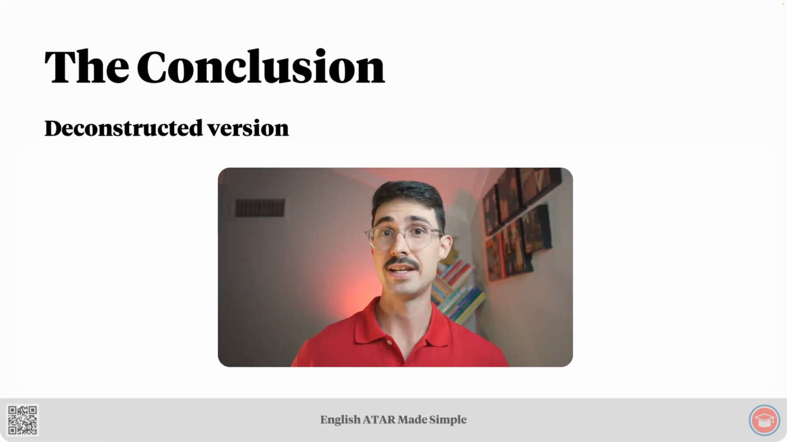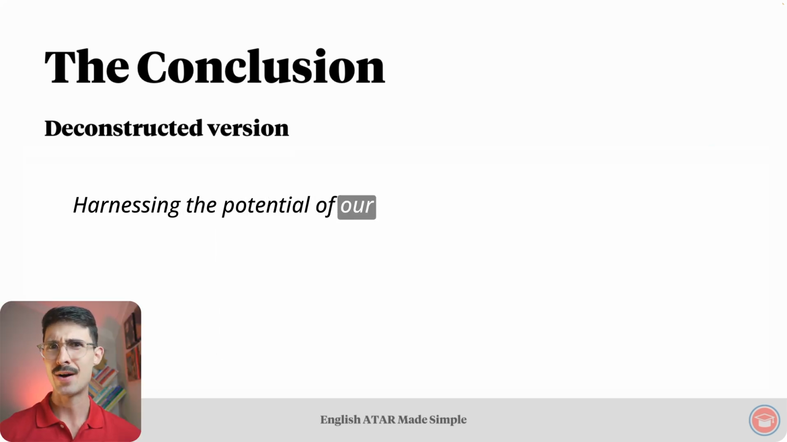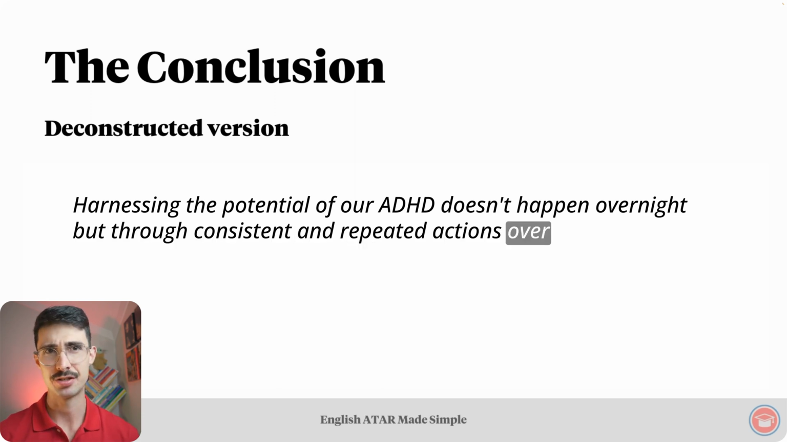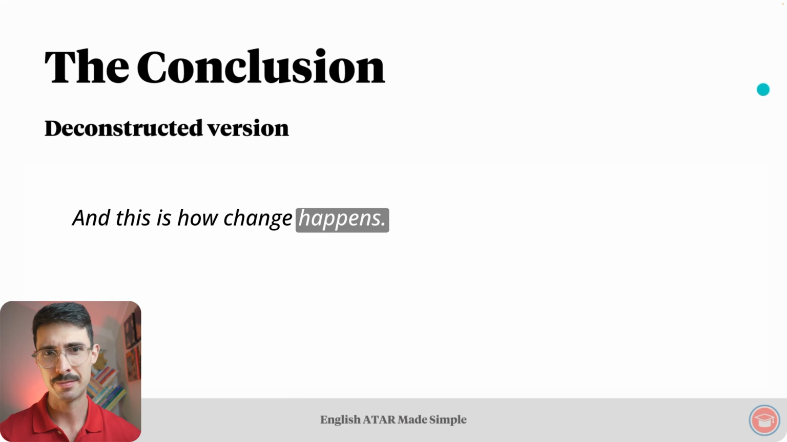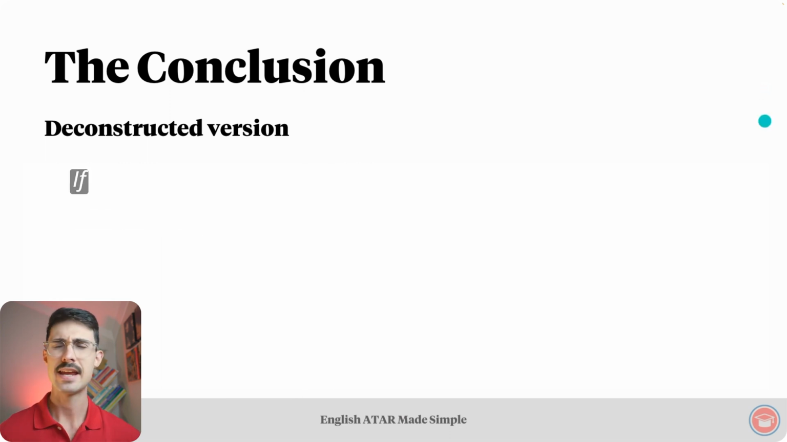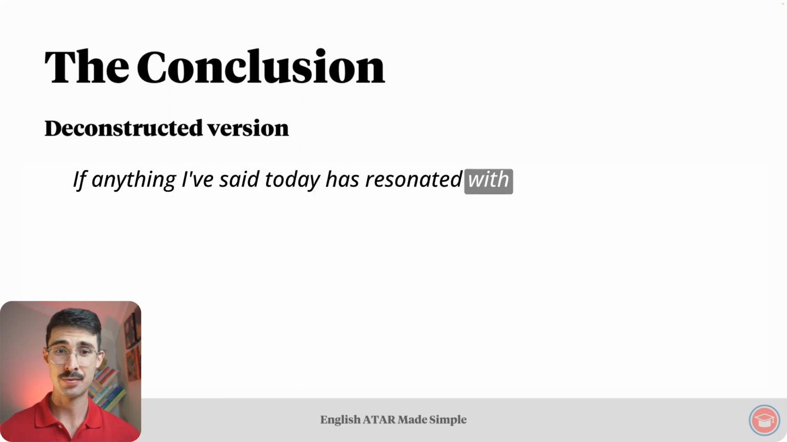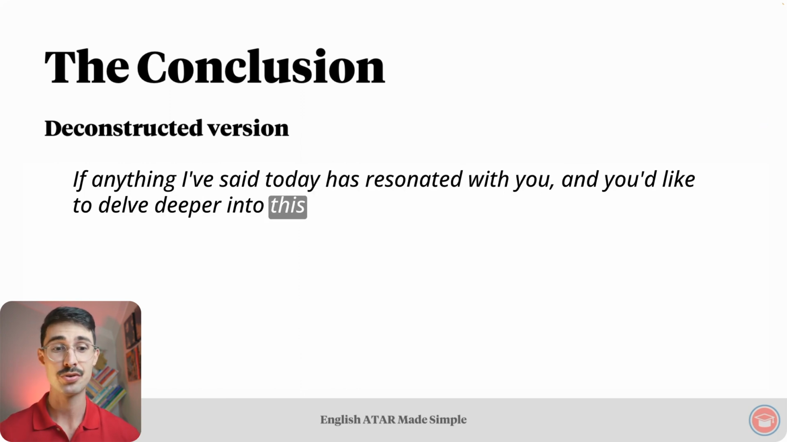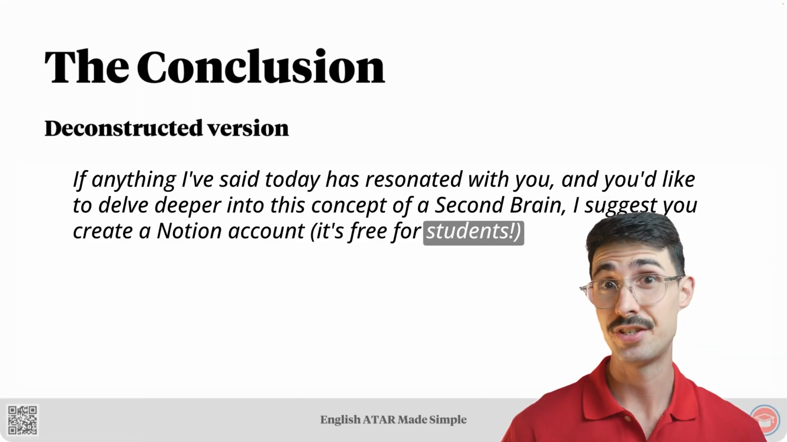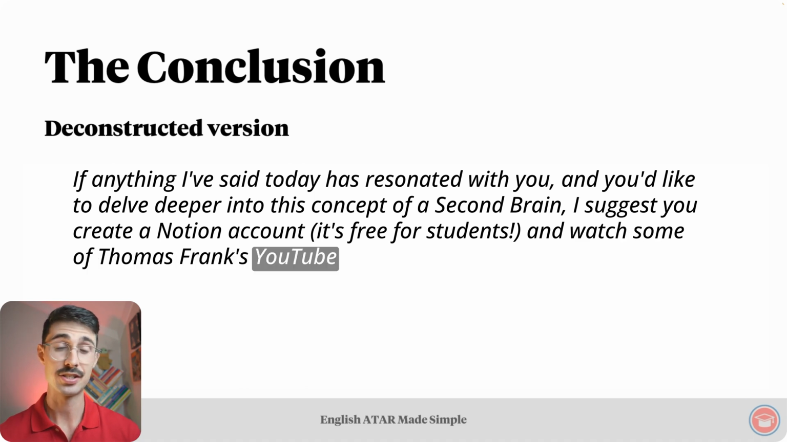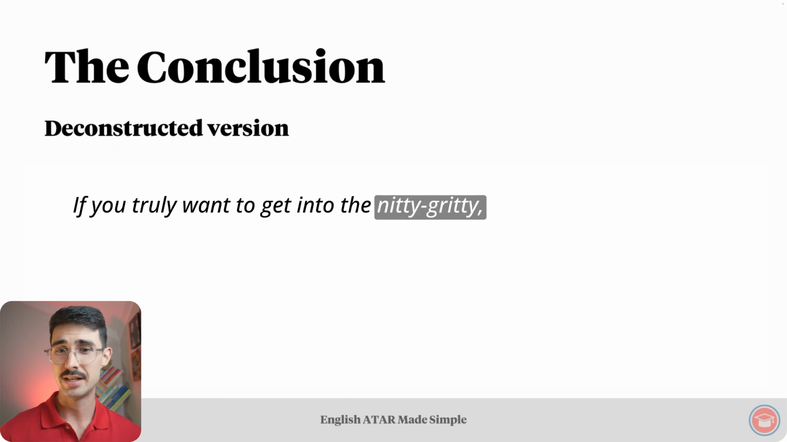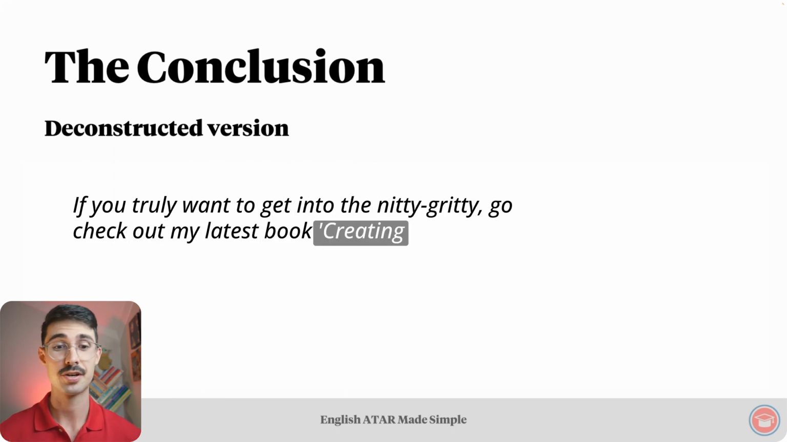Moving to the CTA. Harnessing the potential of our ADHD doesn't happen overnight, but through consistent and repeated actions over time. And this is how change happens. One gesture, one person, one moment at a time. If anything I've said today has resonated with you and you'd like to delve deeper into this concept of a second brain, I suggest you create a Notion account. It's free for students, and watch some of Thomas Frank's YouTube videos about creating a second brain. If you truly want to get into the nitty-gritty, go check out my latest book, Creating a Second Brain.